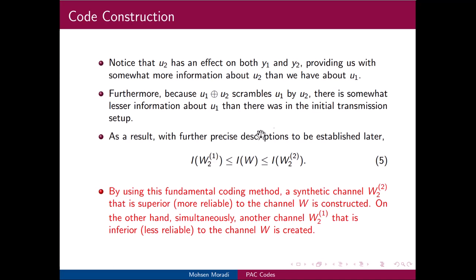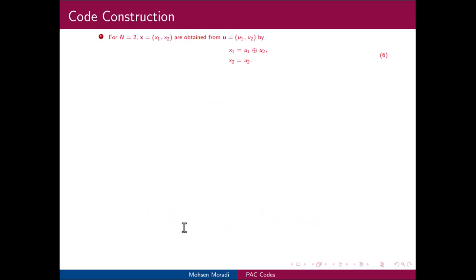By using this fundamental coding theorem, a synthetic channel W2, I only call this 2, that is superior, more reliable than the initial channel W, is now constructed. On the other hand, simultaneously, another channel that is inferior, less reliable than the channel W, is created. Again, the code block length is 2, the code word is X, and it is obtained from vector U like this. And the mapping of the polar transform, or polar mapper, is by this F. So X is equal to U times F.